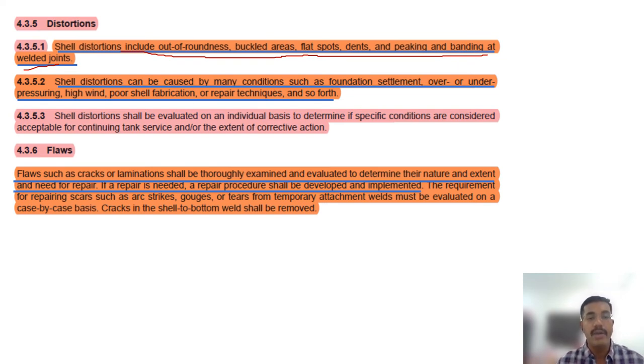Shell distortions can be caused by many conditions such as foundation settlement, over or under pressure, high wind, poor shell fabrication or repair technique and so forth. Flaws such as cracks or lamination shall be thoroughly examined and evaluated to determine their nature and extent and need for repair. If a repair is needed, a repair procedure shall be developed and implemented.